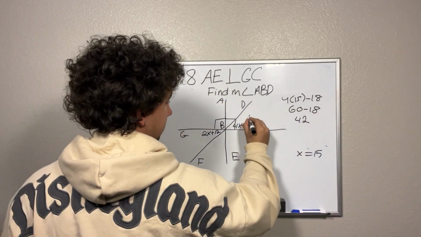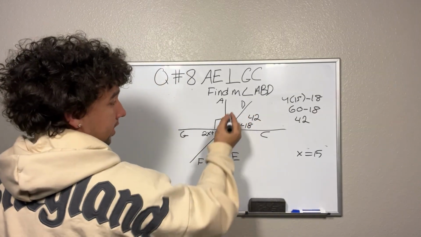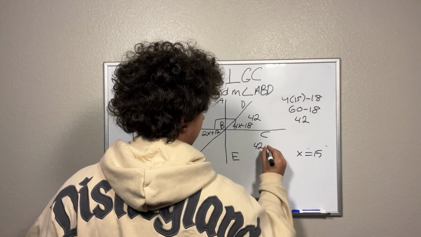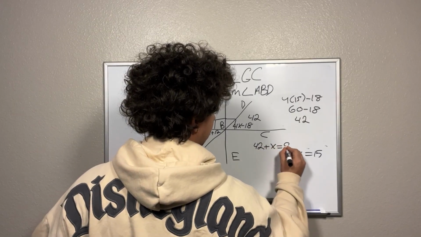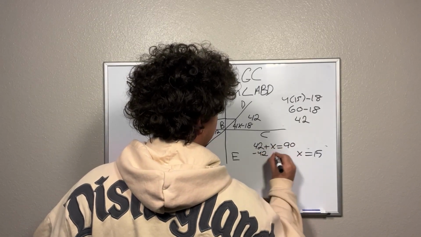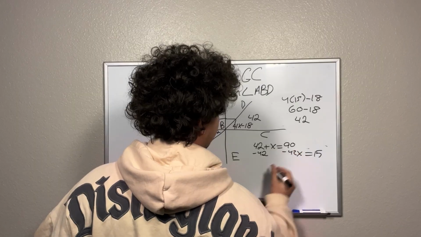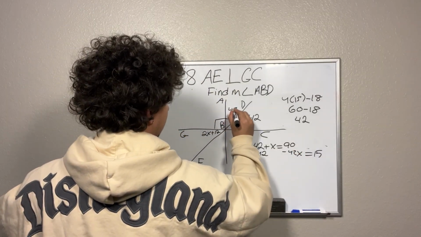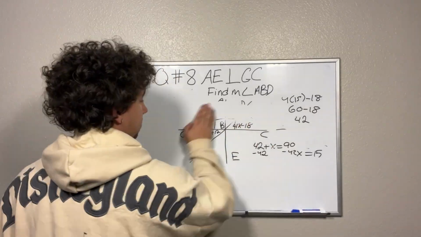So that means that this is 42 degrees, which means that this remaining value has to sum up to 90. So in other words, 42 plus the remaining value of x is equal to 90. I'm gonna subtract 42 from both sides, which means that in this case, ABD is gonna be equal to 48 degrees.